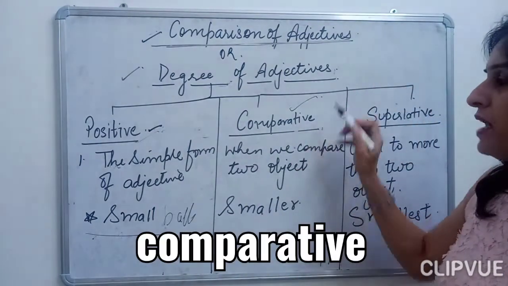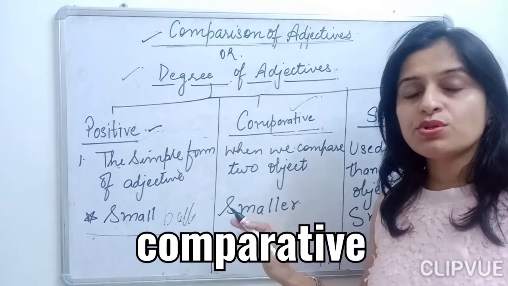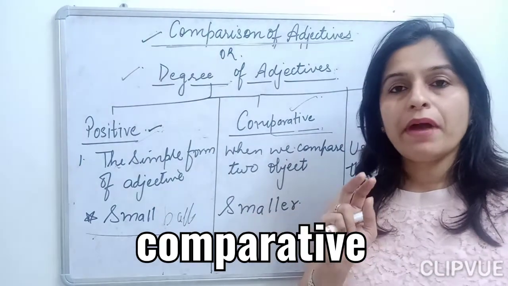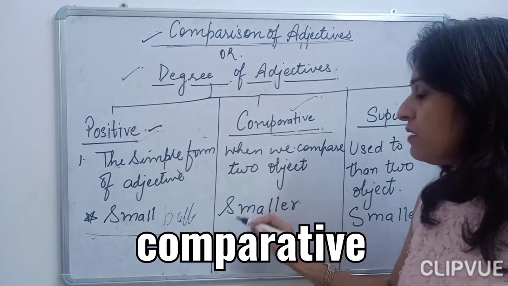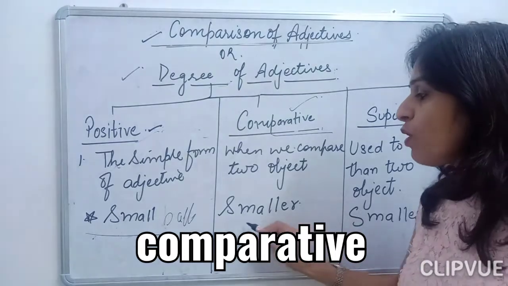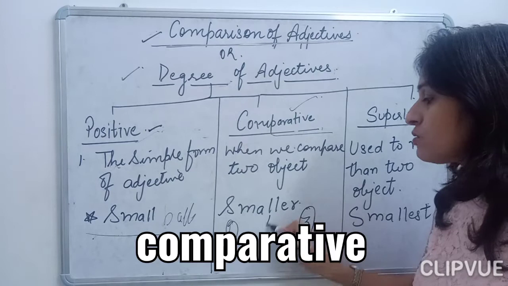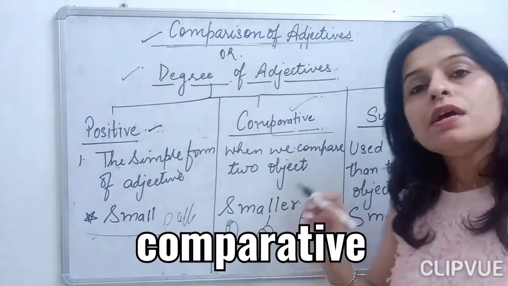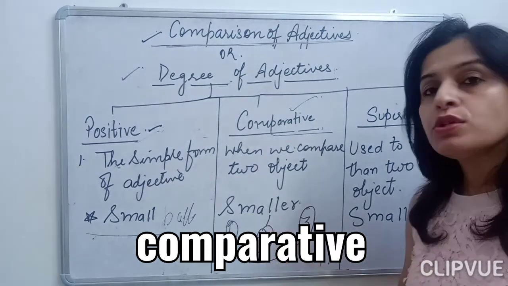Let's move on to the next, children, that is the comparative degree. Comparative degree means, children, when I am comparing my noun with two objects. Suppose I say this is a smaller box. This box is smaller than box number 1 and box number 3. So this second box is the smaller one. I am comparing it with 1 as well as 3 here.